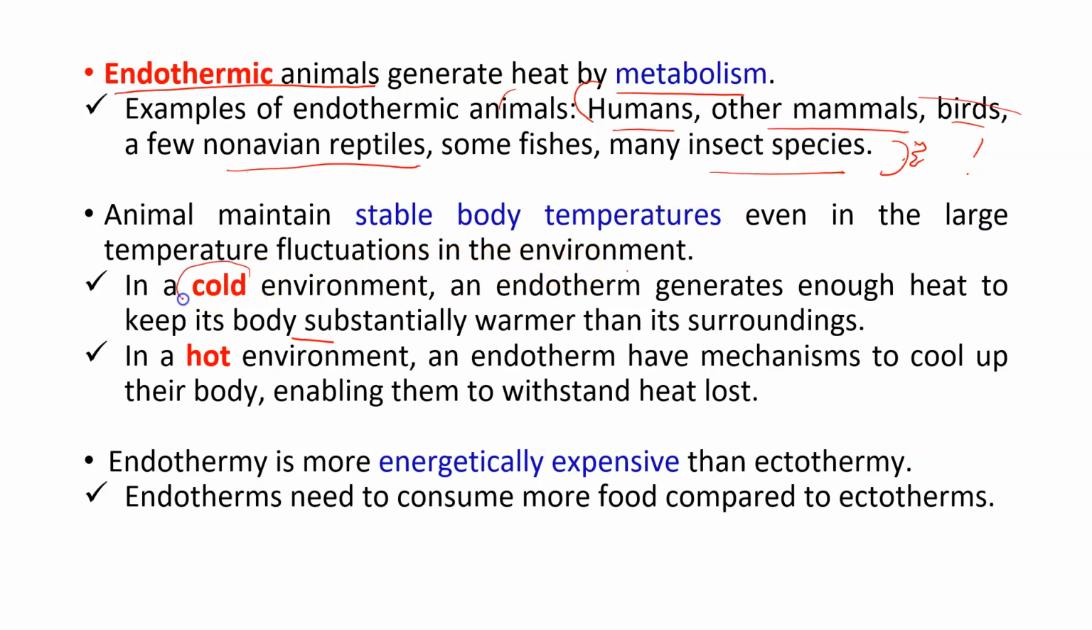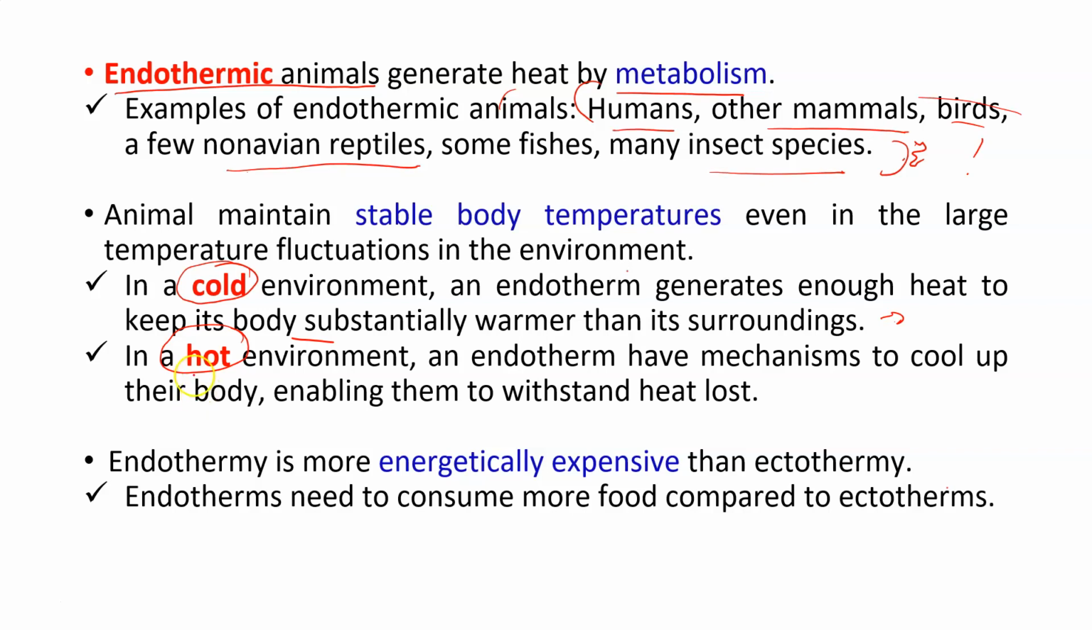So dia boleh duduk kat tempat yang sejuk, dia boleh duduk kat tempat yang panas. Okay, so in a cold environment, an endotherm generates enough heat to keep its body substantially warmer than its surroundings. So mechanism dia boleh shiver, for example, kan, dia boleh huddle together. Alright, so this is to generate heat or retain heat in the body.